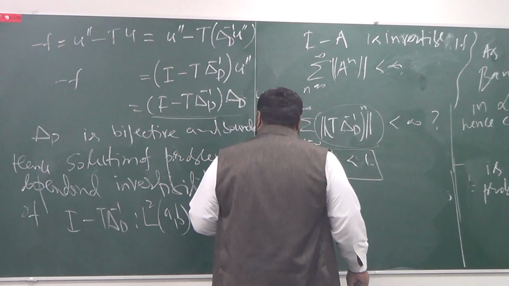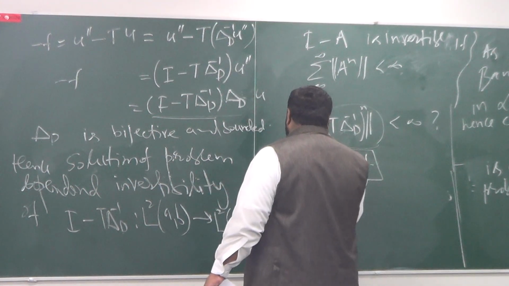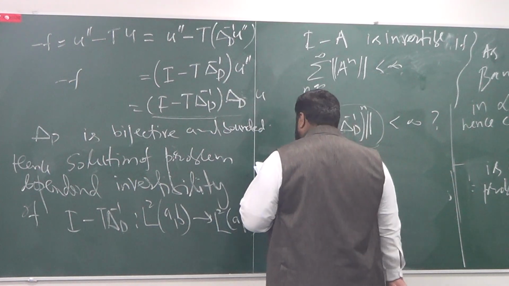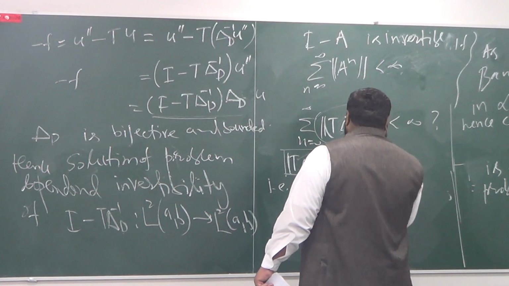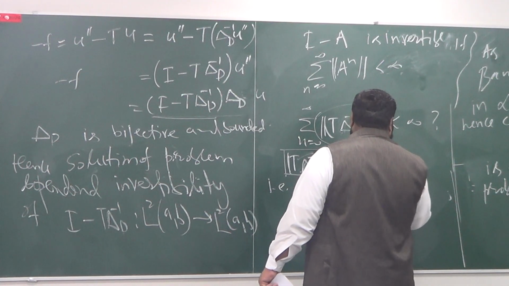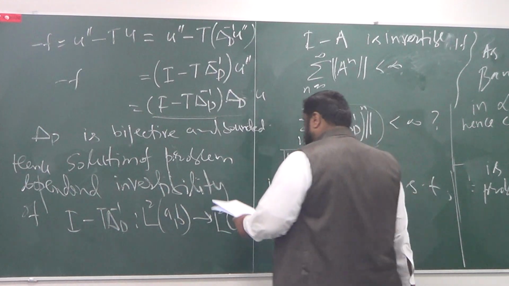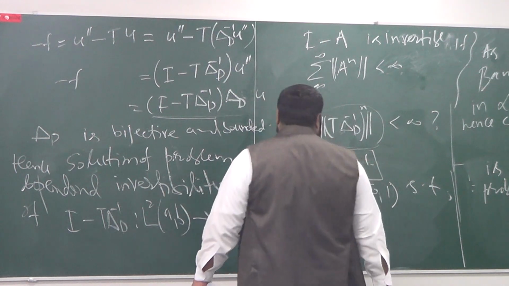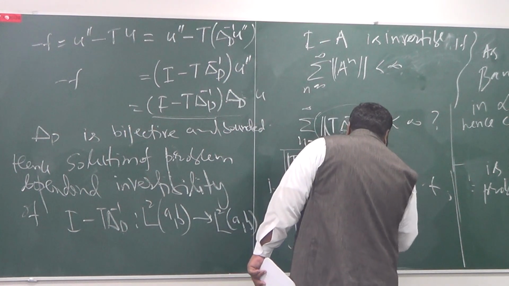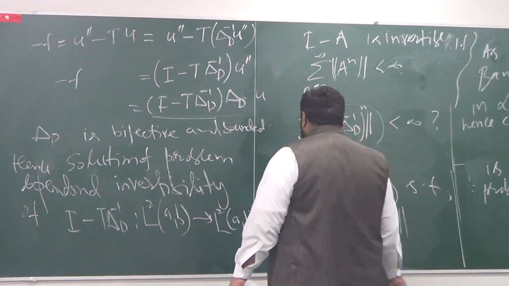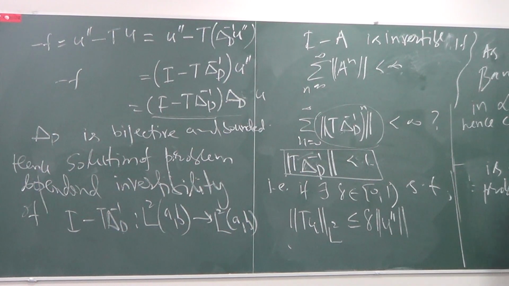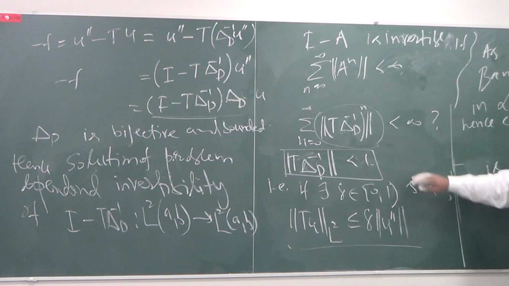bounded. If there is a Q in the interval 0 to 1, such that the L2 norm of TU can be estimated by Q times the norm of U. This can even be made more precise actually. So if this condition is satisfied, then the series converges.